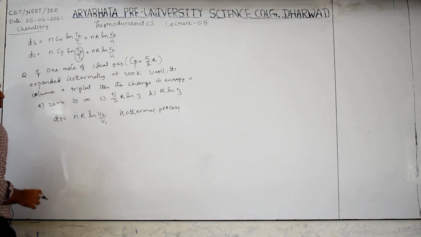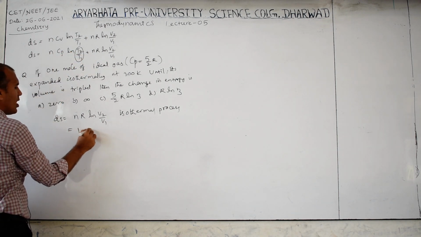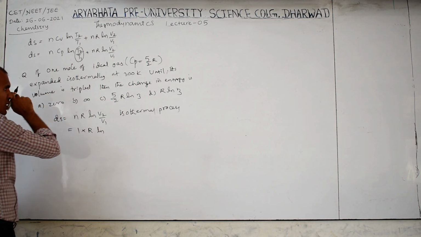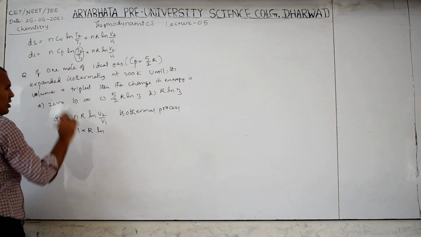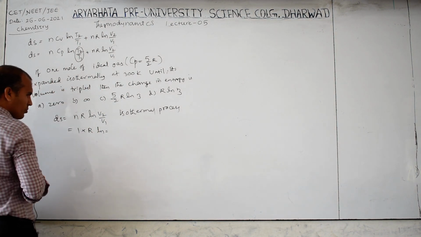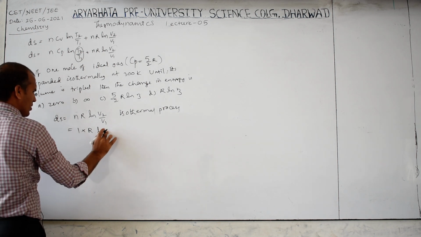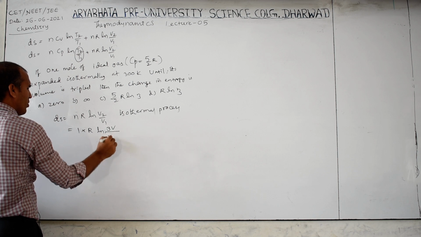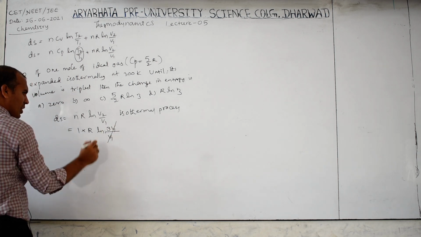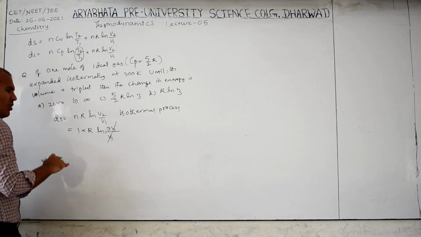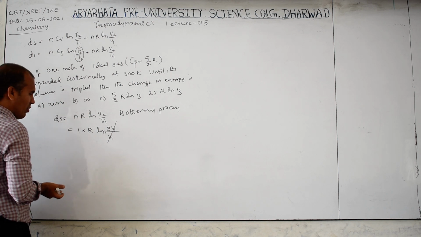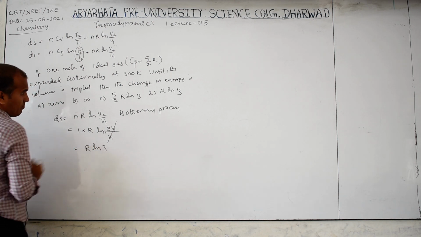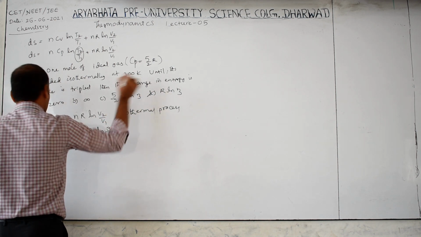This is 0. Now this 1, this is R ln. Read the expansion: volume is tripled. Initially this is V1, this is 3V1. Initially V1, second time is triple, meaning 3V1, then cancel, therefore what is that? R ln 3. Which option? D option.